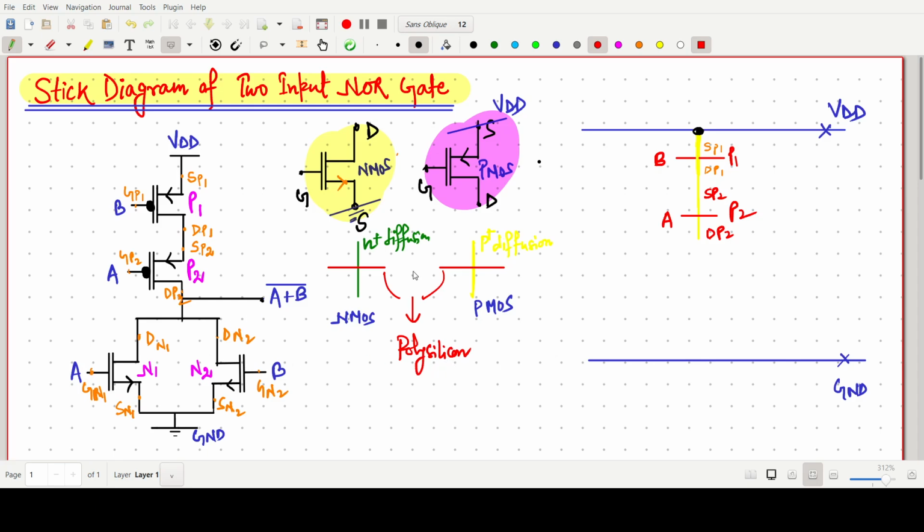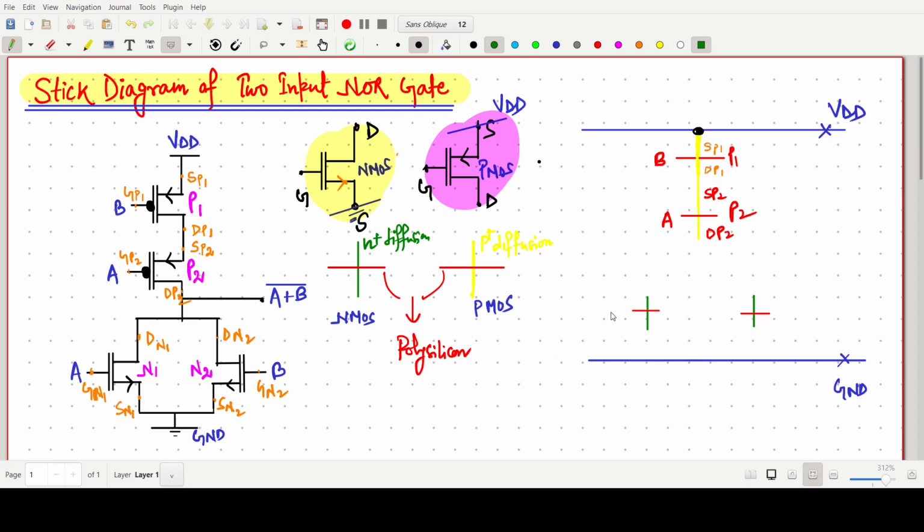Okay, now there are two NMOS. So for two NMOS, what we have to do, take 1 and 2. So 1 and 2, two green lines, and then we have to make a polysilicon. So two red lines. Okay, and now the source one is connected.